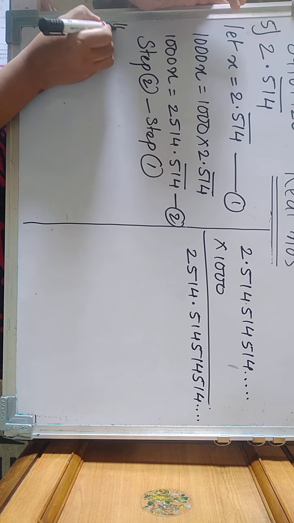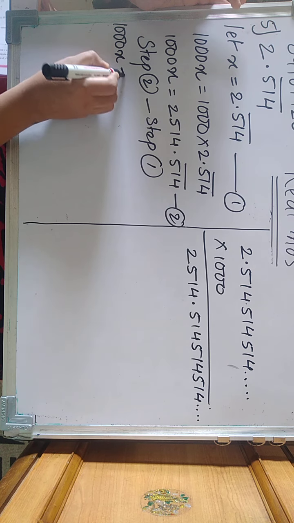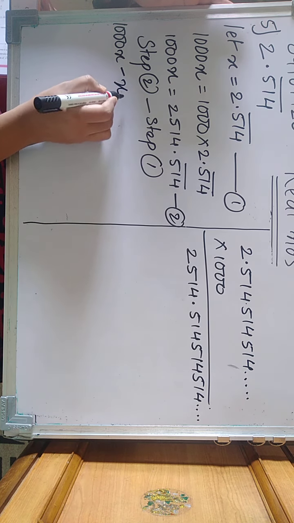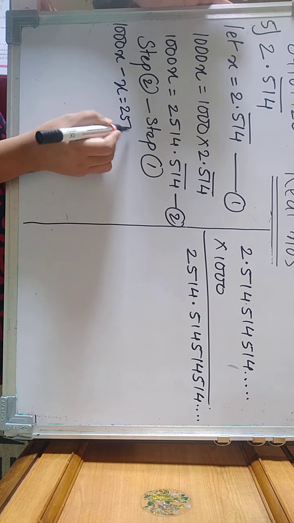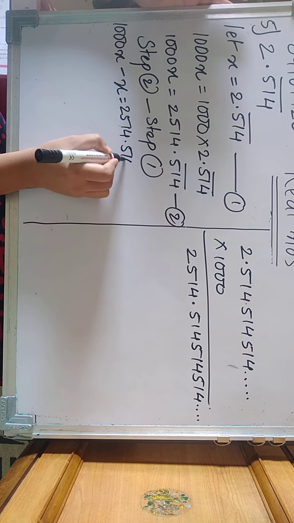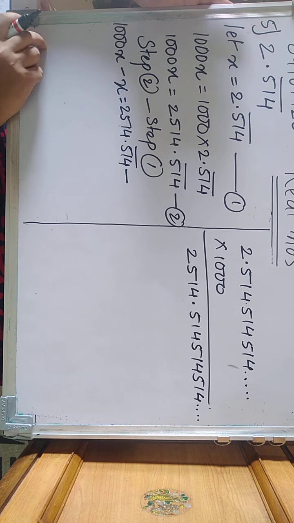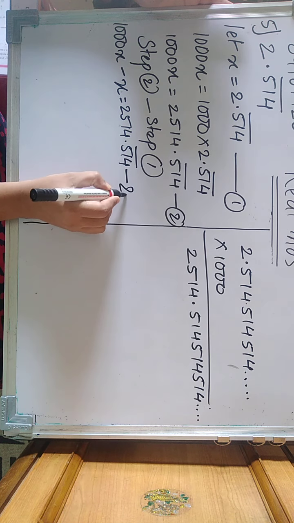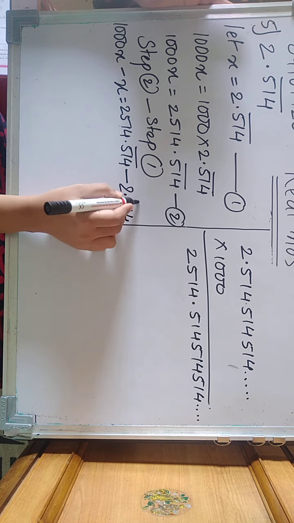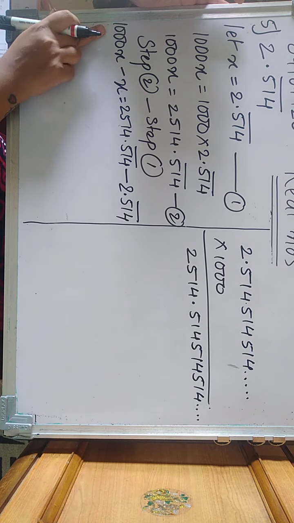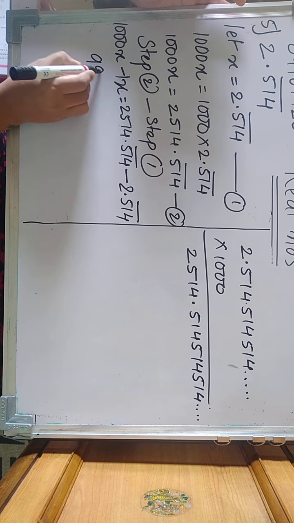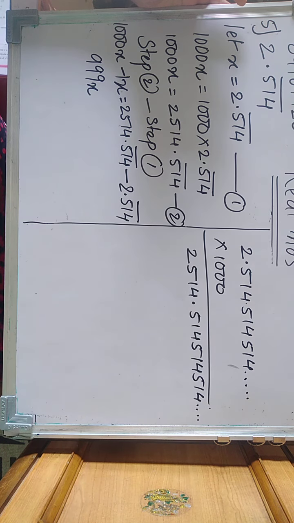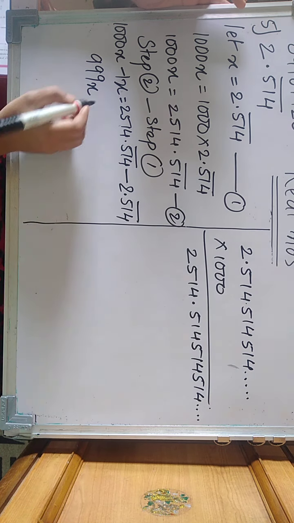Step 2 is 1000x minus step 1 is x. Step 2 RHS is 2514.514 recurring minus step 1 RHS is 2.514 recurring. Okay, now 1000x minus 1x. 1000 minus 1 will be 999x. 1000 minus 1 will be 999x.